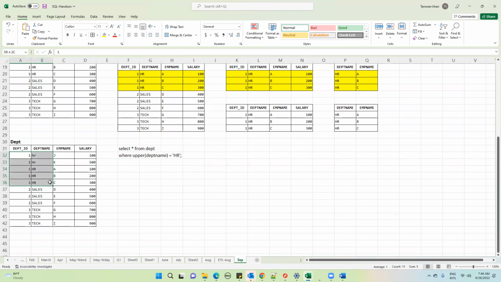Don't think that, okay, why all the HR is at the top, why the sales is at the second position, why tech is at the third position. There is no reason for that. I will answer all those things, how you can sort it, ascending, descending, and all the stuff. So ignore all this for the time being.